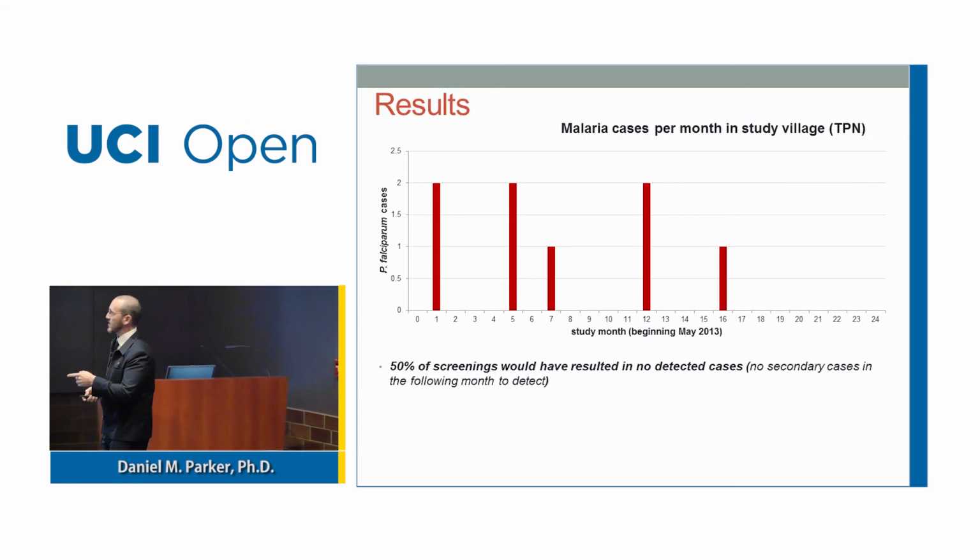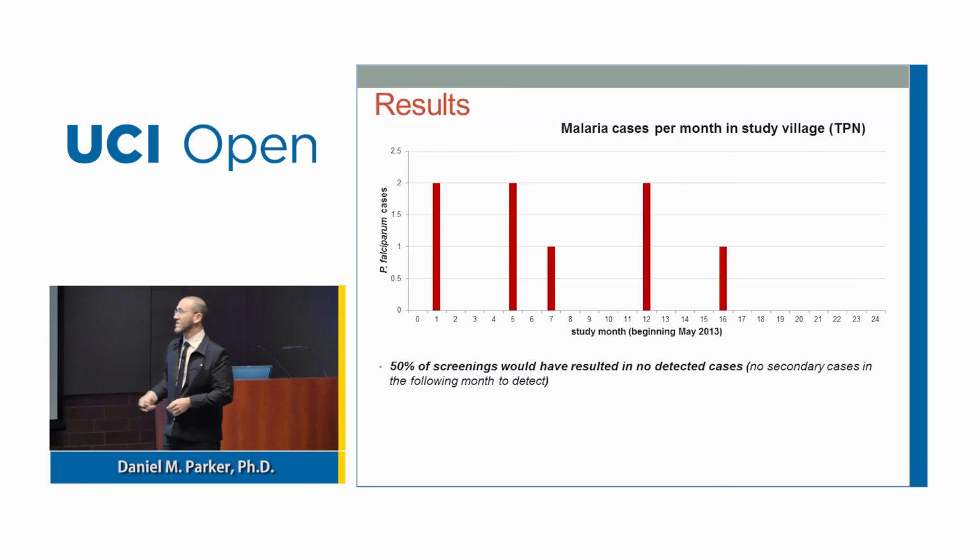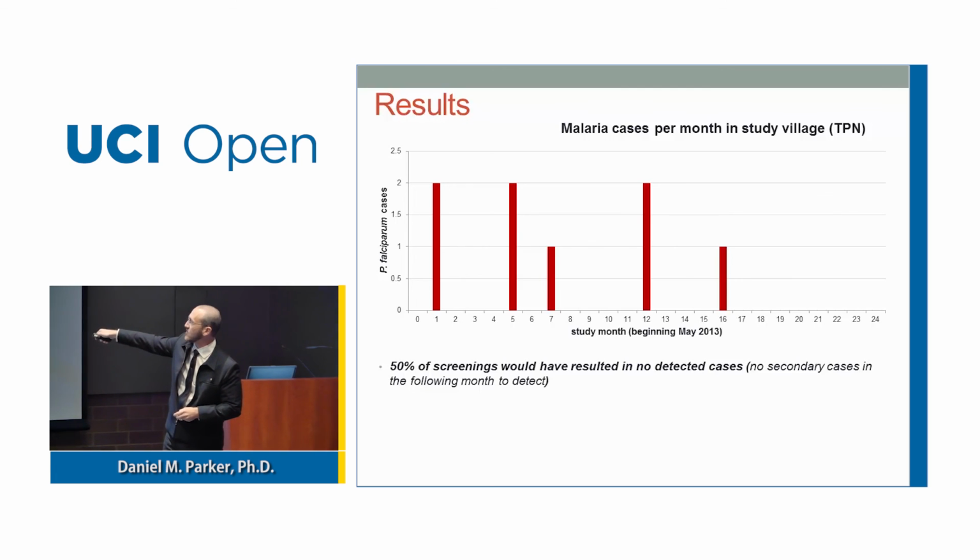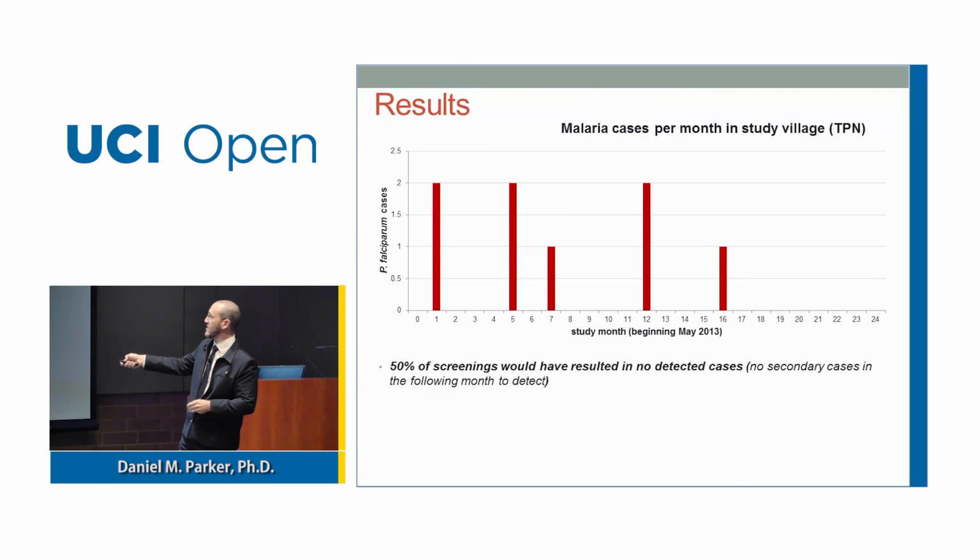The first result that comes out of this is that 50% of the screenings would have resulted in no detected cases, not because of the approach per se, but because there were no cases to detect, because this is a low transmission setting. These are case data from one of the study villages. On the y-axis, I'm showing the case numbers. This is 2 cases, this is 1 case. And on the x-axis, I'm showing the month during the study period.